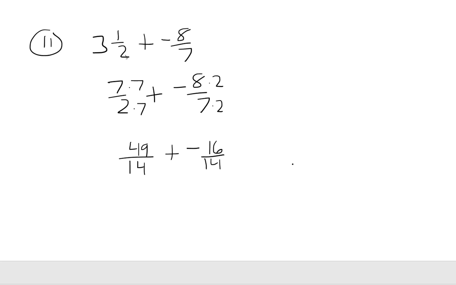Once our denominator is the same, all we have to do is combine the tops. So we're thinking about 49 plus a negative 16. If you have 49 but you owe 16, these two are different signs, so we know we're going to subtract the two numbers. That would give us 33, and 49 is bigger than 16, and it's positive, so our answer would be positive.